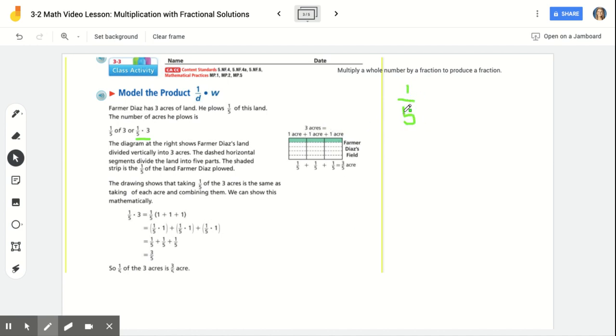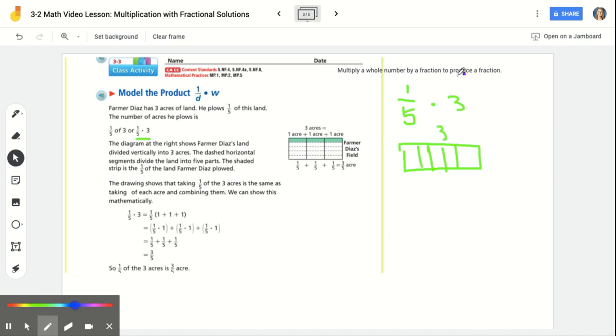1/5 times 3. What we were learning in the previous lesson is how to draw an array to solve this problem. And we were drawing out rectangular arrays, putting our whole number at the top and then splitting our array into how many pieces there were depending on our denominator. So in this case, I split up into 5.